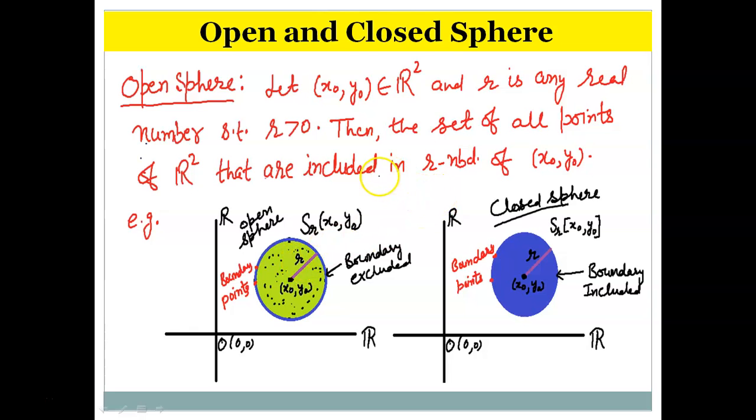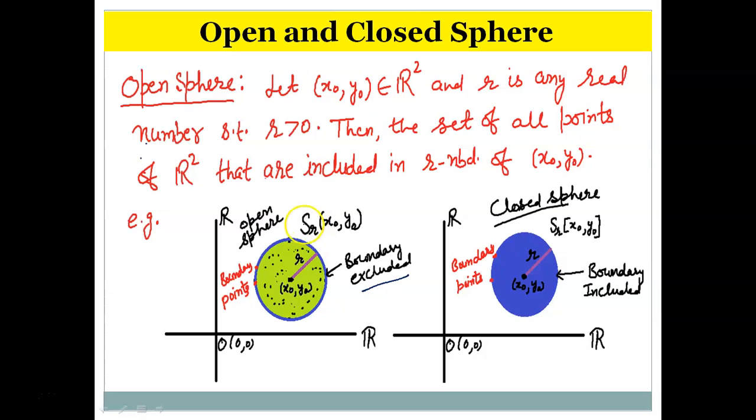Now as we are saying in the definition, the set of all points of R square that are included in the R neighborhood of x0, y0. That means if you draw a circle of radius R around this point, and the points inside it, then this shaded region denotes the open sphere. In the open sphere, the points of the boundary are excluded. The points which are on the boundary of the circle are not included. Only then will this shaded region be called an open sphere, and mathematically it is represented in this way.